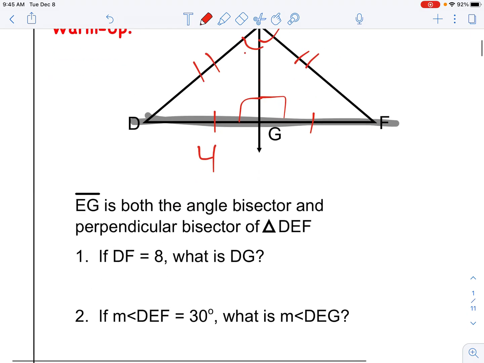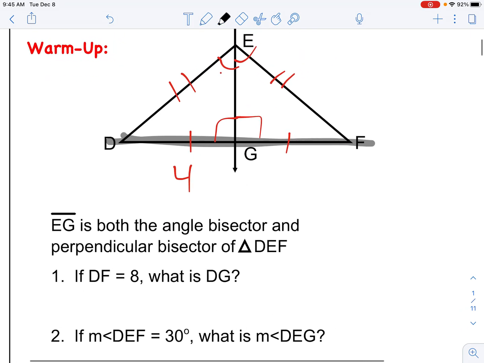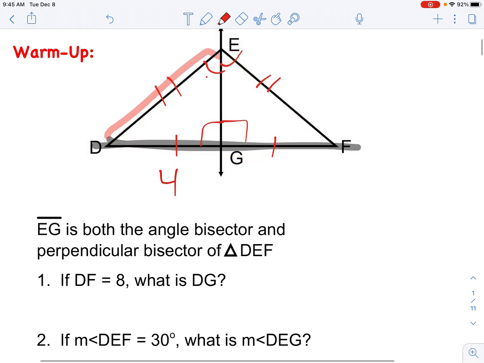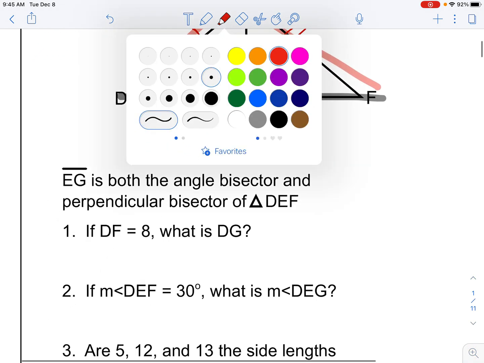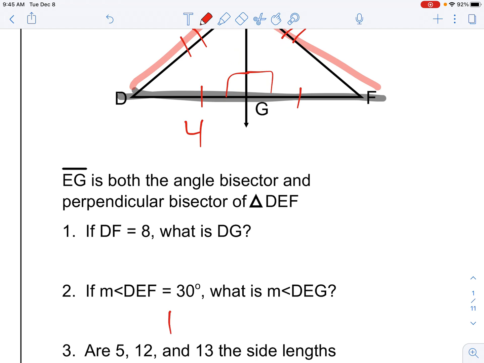Likewise, DEF is 30 degrees. DEF is the entire angle. Half of that then is going to be 15 degrees.